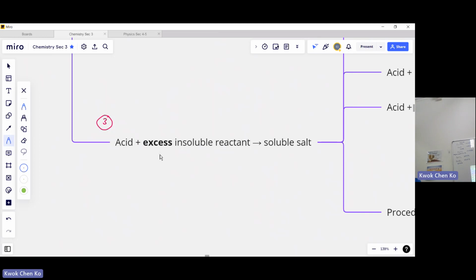Now, guys, just look out for the state symbols. Acid, what's the state for acid? Always aqueous. Excess insoluble reactant, of course, solid. Soluble salt, of course, aqueous.